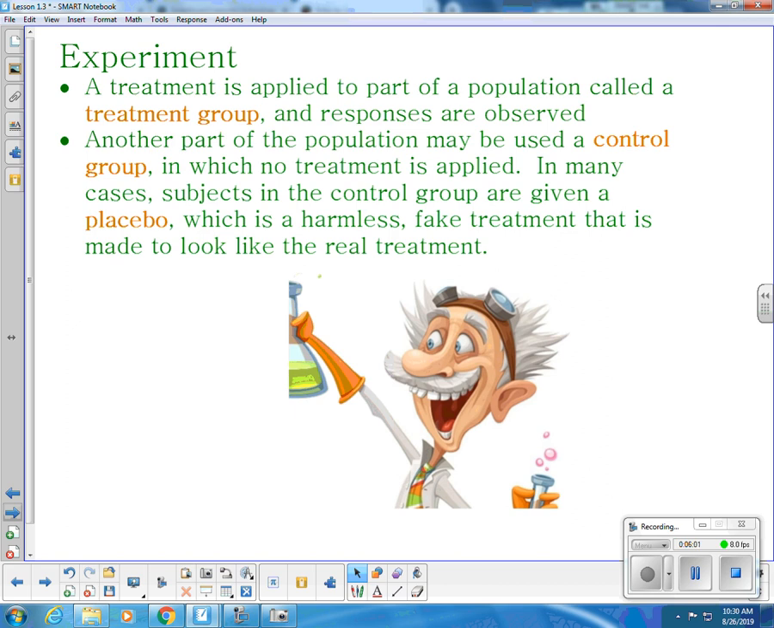How many times when you were little that your mother put a Batman Band-Aid on your finger even though there really wasn't that much there that you needed a Band-Aid for? But it made you feel better, right? Batman Band-Aids are placebos. Okay.